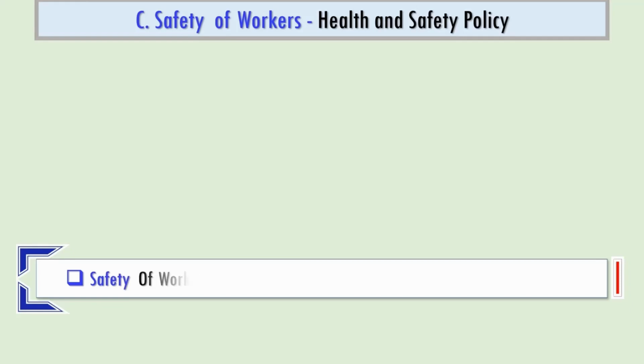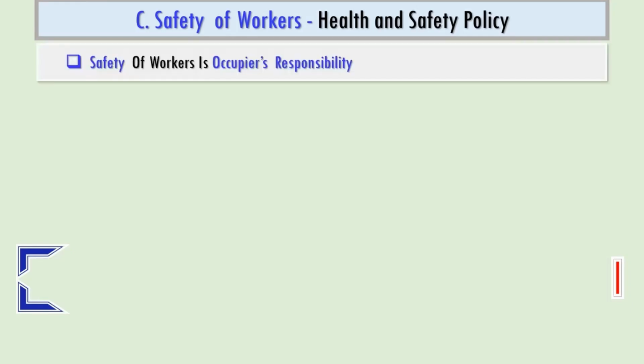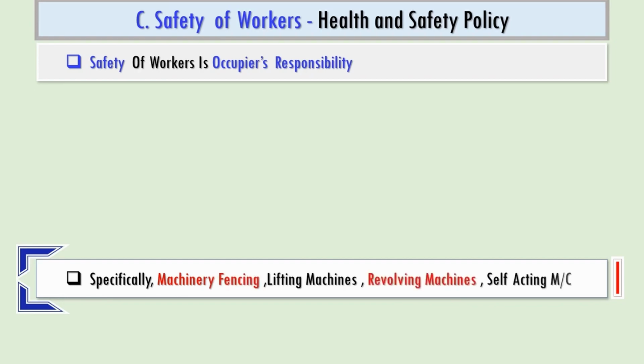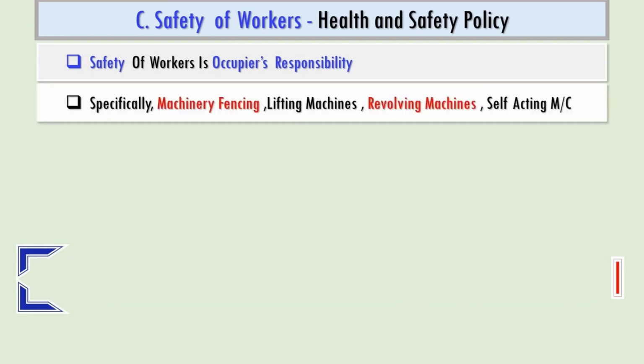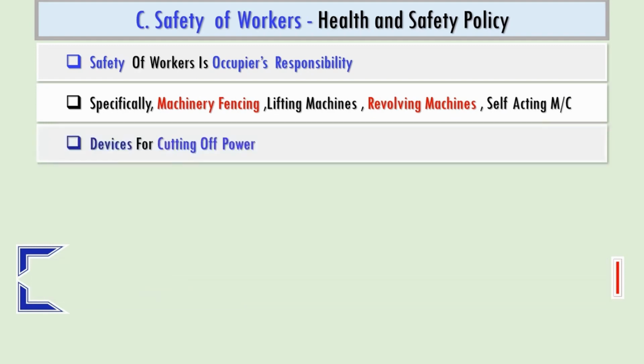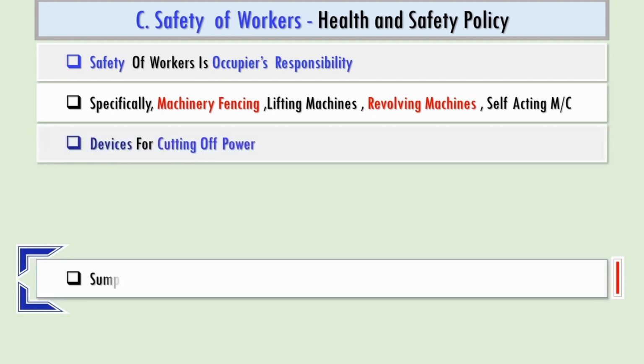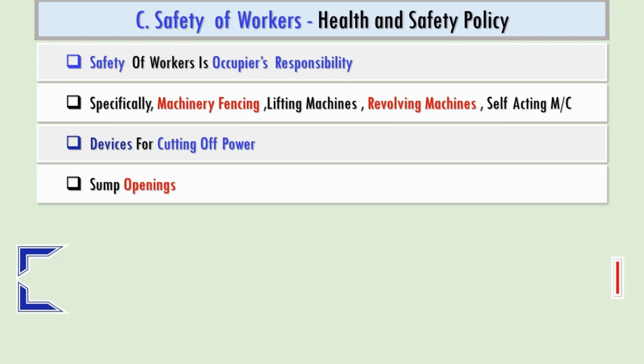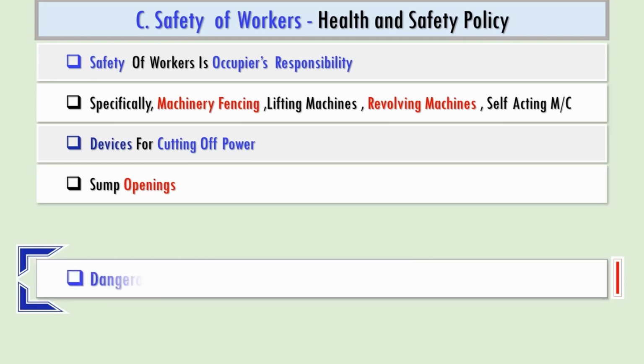The occupier is responsible for safety of workers with proper measures on fencing of machinery and special care in respect of lifting machines, revolving machines and self-acting machines, highlighting devices for cutting off power, protection of eyes from fumes and gases, and proper coverage of sump openings.